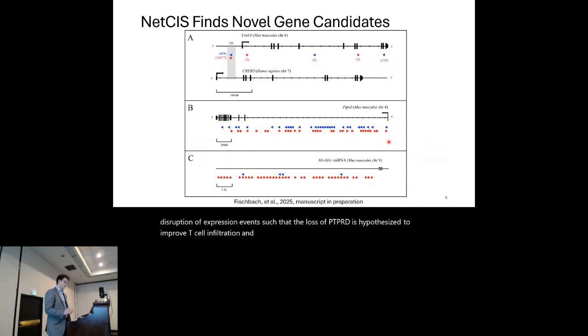When we looked further in the literature, we found that PTPRD is a negative inhibitor of STAT3, so with the loss of PTPRD, we would see increased JAK-STAT signaling. And JAK-STAT signaling has been shown to improve the persistence of therapeutic engineered T cells, which supports a potential role for PTPRD loss in intratumoral T cell accumulation.